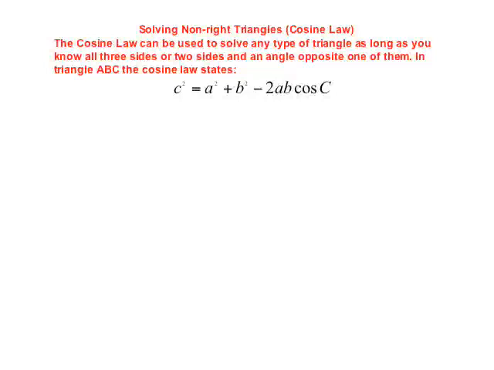Solving non-right triangles, cosine law. The cosine law can be used to solve any type of triangle as long as you know all three sides or two sides and an angle opposite one of them. In triangle ABC, the cosine law states c squared is equal to a squared plus b squared minus 2ab cosine C.